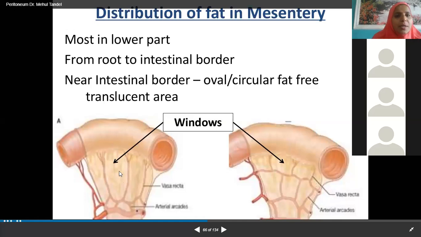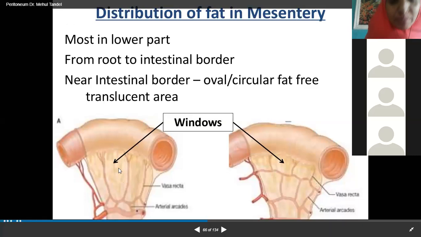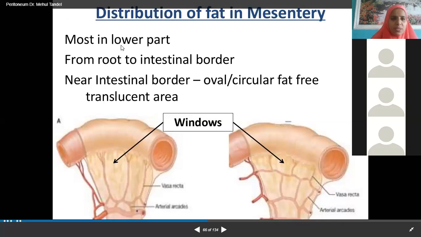Why are we discussing all these things? Because we should also know the differences between jejunum and ileum as we continue with the small intestine. Duodenum we have finished; jejunum and ileum we still have to do. Distribution of fat is more towards the lower part, from the root to the intestinal border. Near the intestinal border you find oval, circular, fat-free, translucent areas.